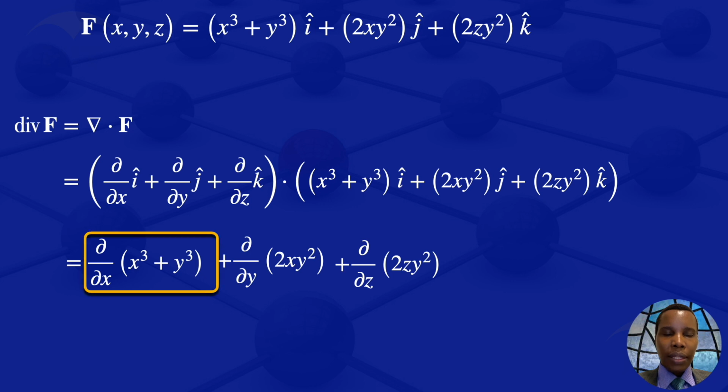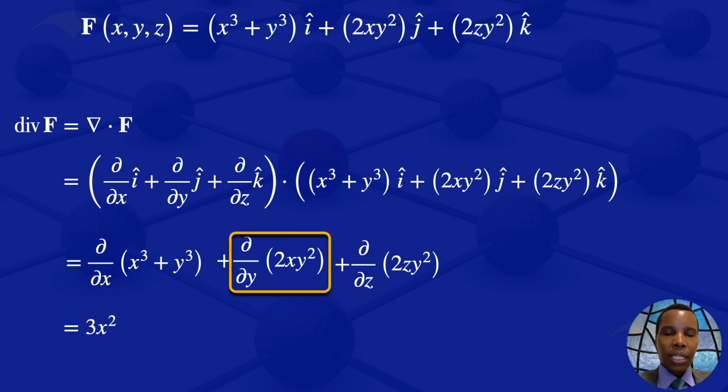So I'll start with this one here, the partial derivative with respect to x. For the partial derivative with respect to x, we will be differentiating with respect to x, but treating y as if it's a constant. So when you differentiate that, we get 3x squared. Then I'll move on to the next partial derivative, this one here, with respect to y. We are differentiating with respect to y, but treating x as if it's a constant. So what we have there is 4xy.